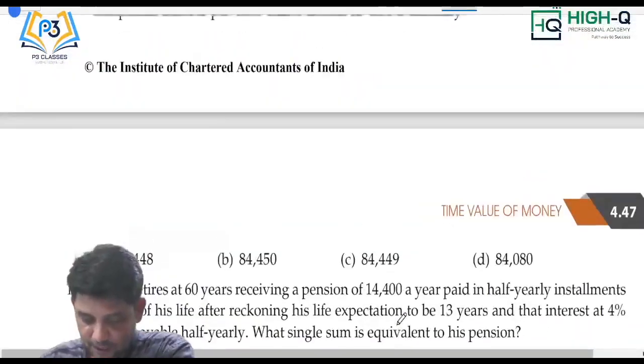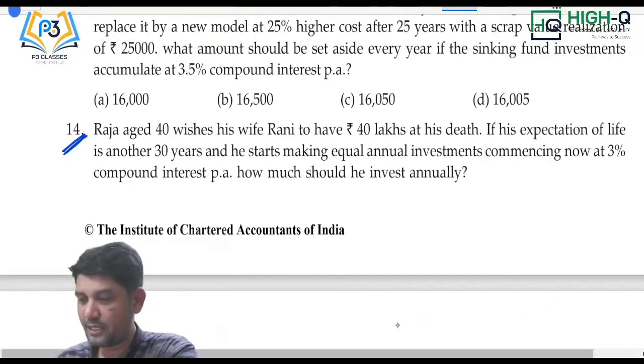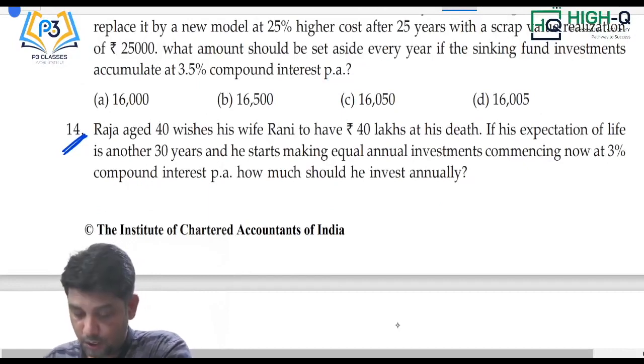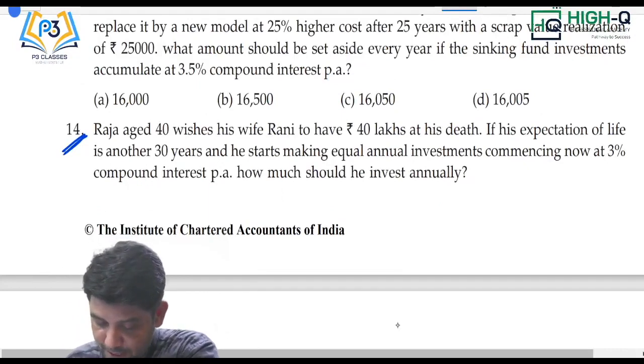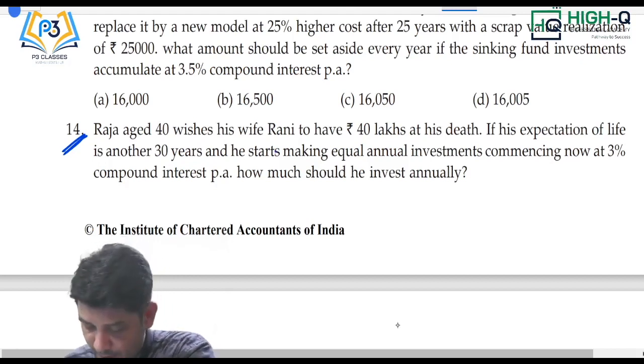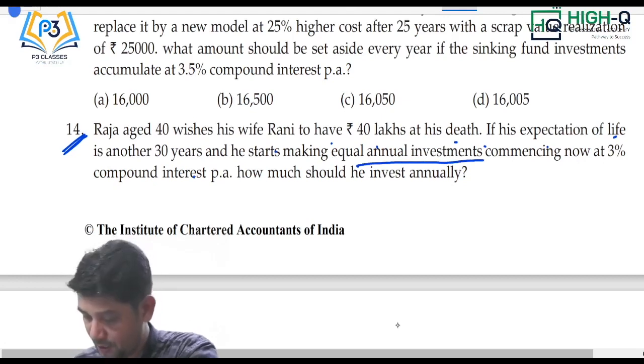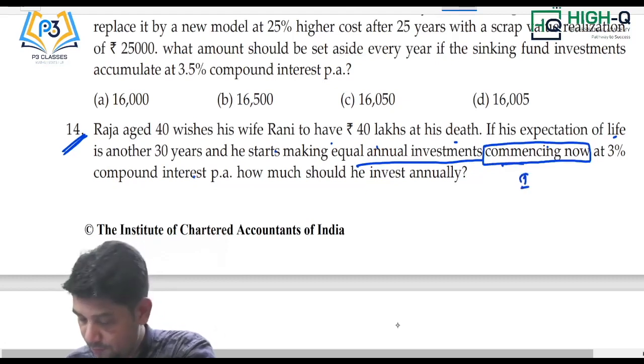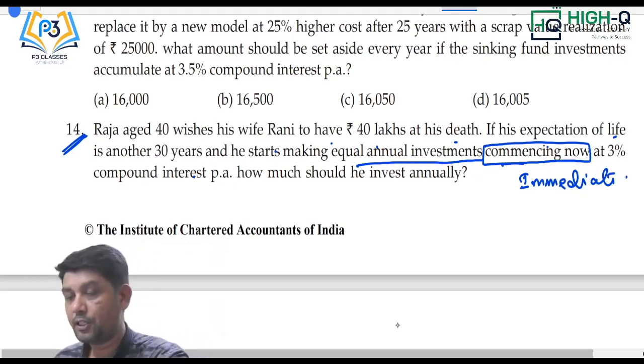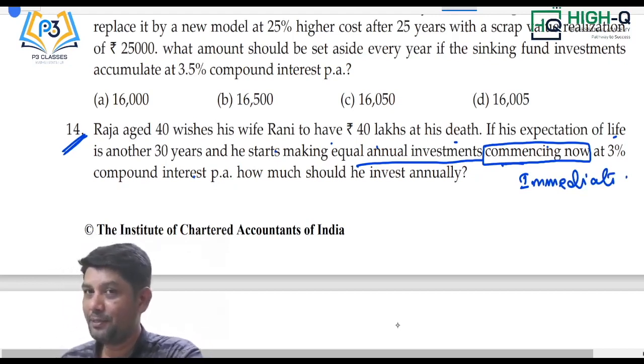Next, I would like to talk about this sum because this question was asked in the examination once. The institute material answer is wrong. Why? I'll tell you. Raja, aged 40, wishes Rani to have 40 lakhs at his death. That means it's a problem based on investment. His expected life is another 30 years, and he starts making equal annual investment commencing now. What is my commencing now? It is actually an immediate annuity. So we need to use the immediate annuity formula, right?